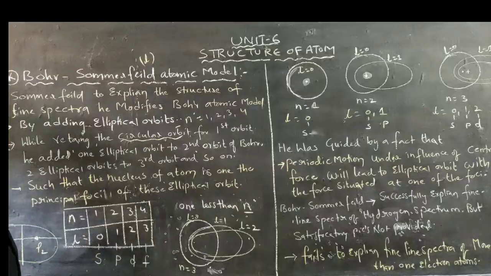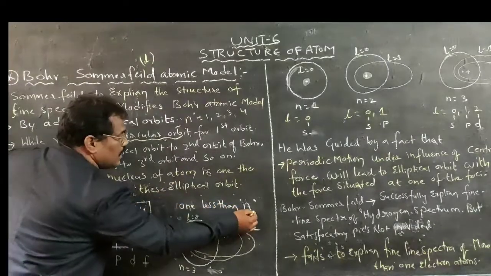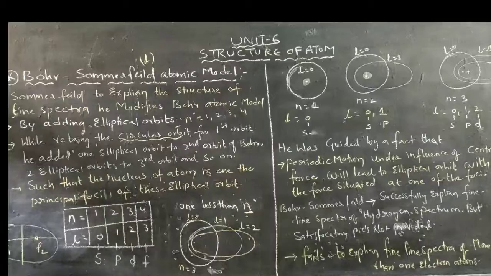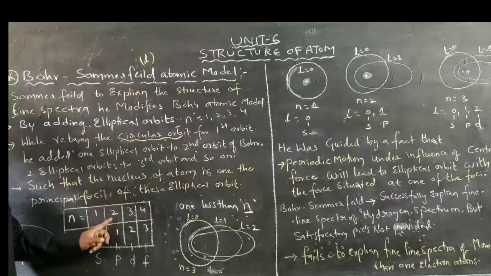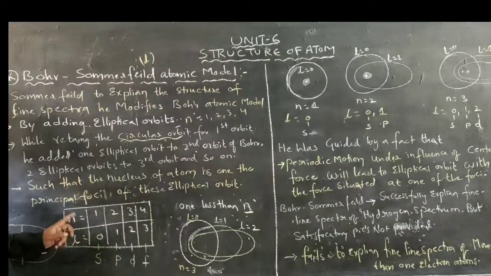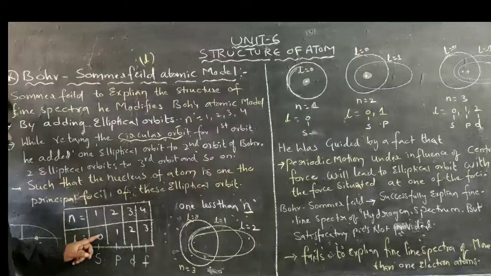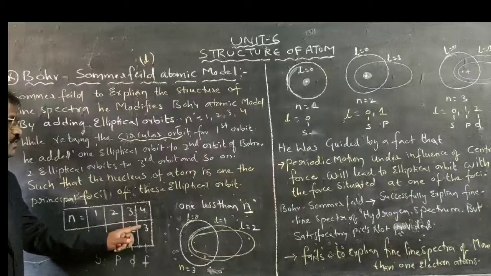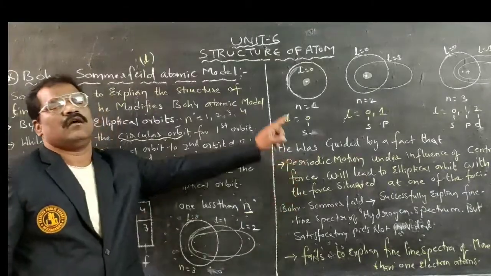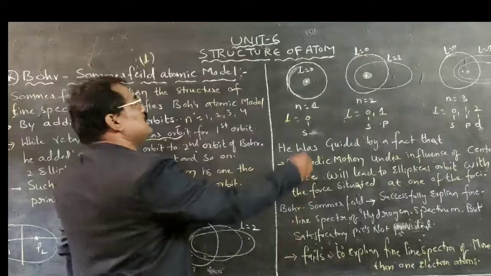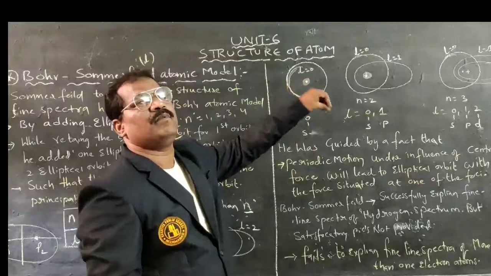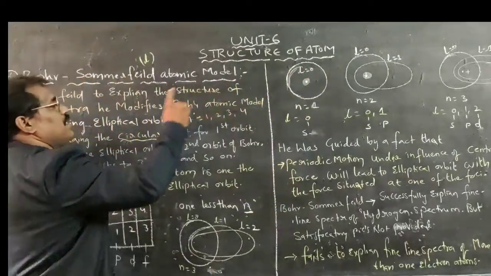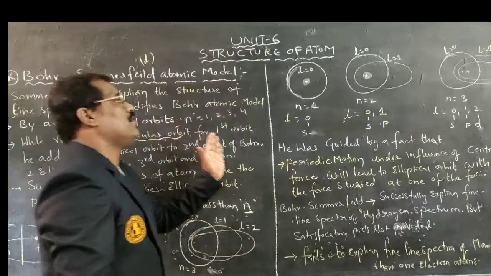That is nothing but what? 1 less than the principal quantum number, in such a way that n is equal to 1 means L is equal to 0, n is equal to 2 means L is equal to 0, 1, n is equal to 3 means L is equal to 0, 1, 2, n is equal to 4 means L is equal to 0, 1, 2, 3 and so on. Elliptical orbits will be existing such that the nucleus exists at one of the principal foci of the elliptical orbit.